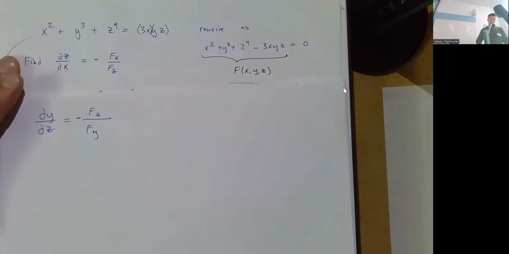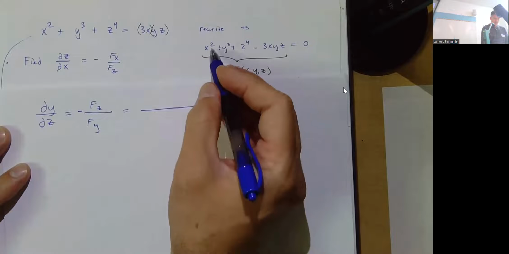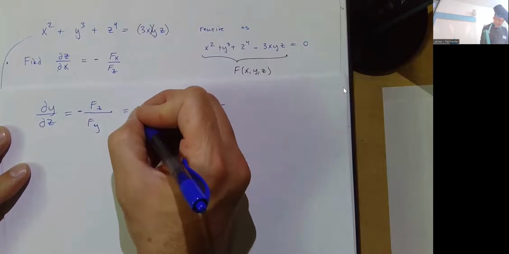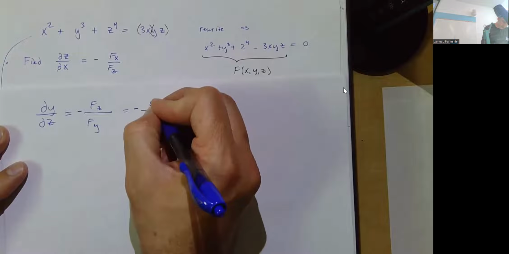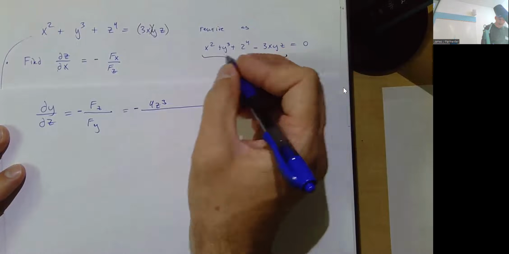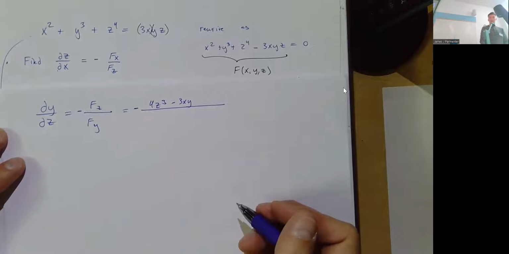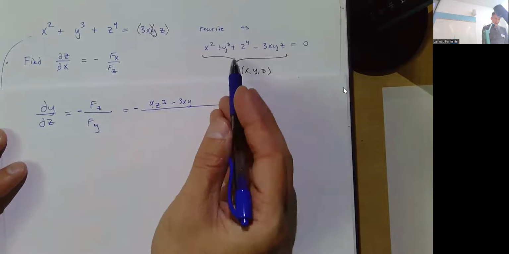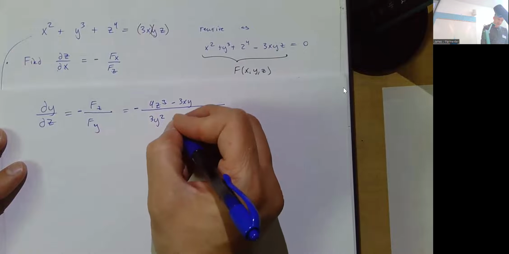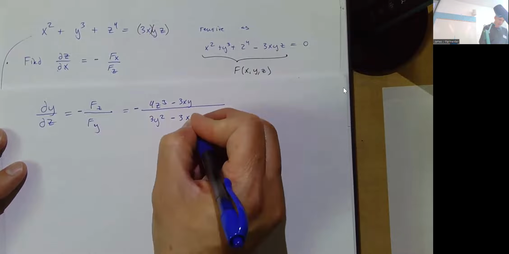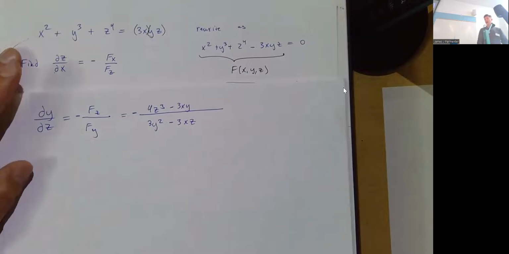I'm still using the same capital F. So now capital Fz is still going to be, don't forget the negative sign. We're going to get a negative 4z cubed and a minus 3xy. That's your Fz, same as it was on the denominator of the previous problem. And then Fy, the partial with respect to y, is going to be 3y squared minus 3xz. And while you could do this the long way, I don't think we want to.